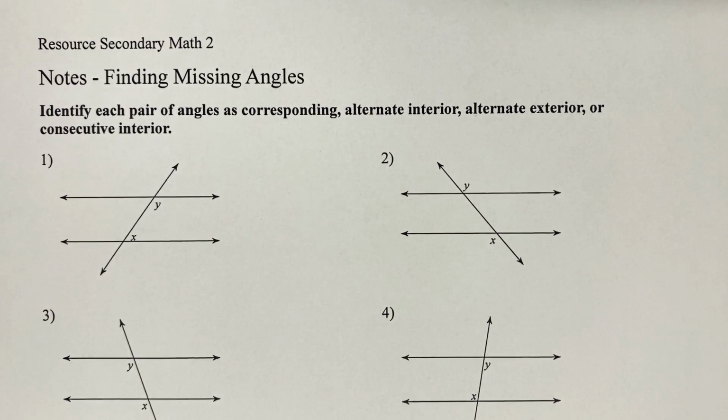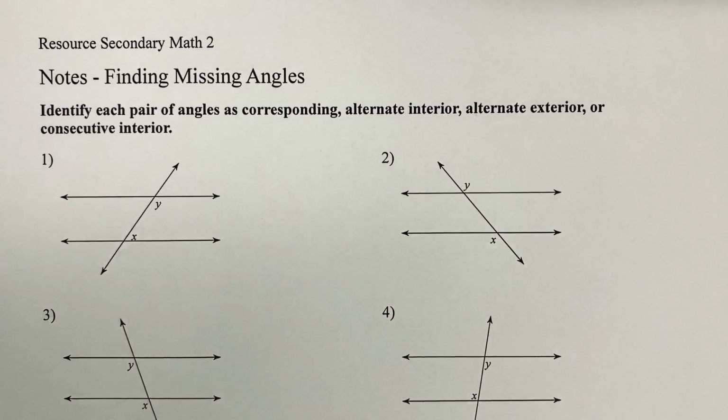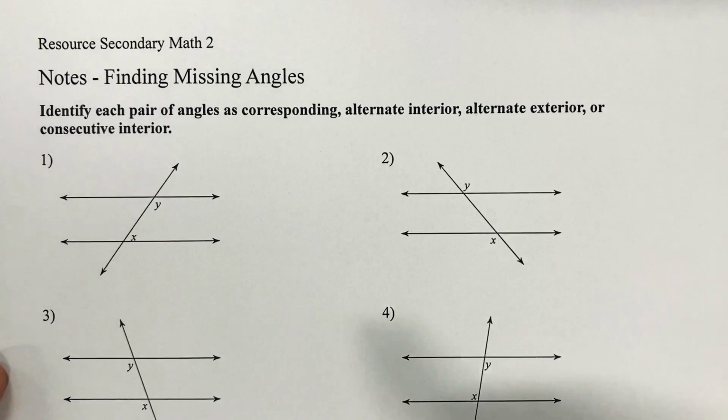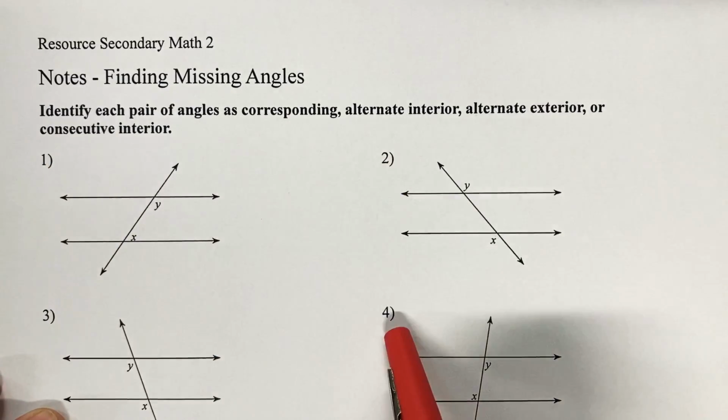All right, my Secondary Math 2 class, we are going to be continuing to talk about transversals and the angle relationships that they create. Okay, so for 1 through 4, actually, making an executive decision. Turn your paper over if you are taking notes. Okay, and let's go ahead and identify all of our different relationships.